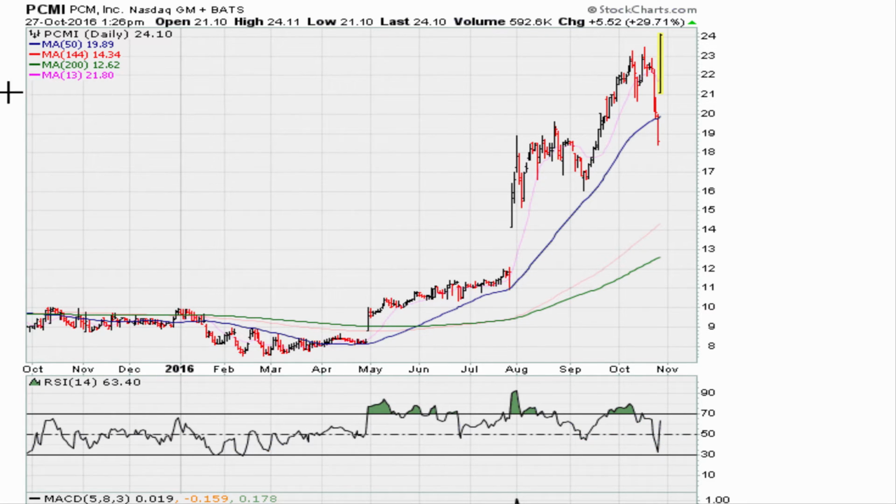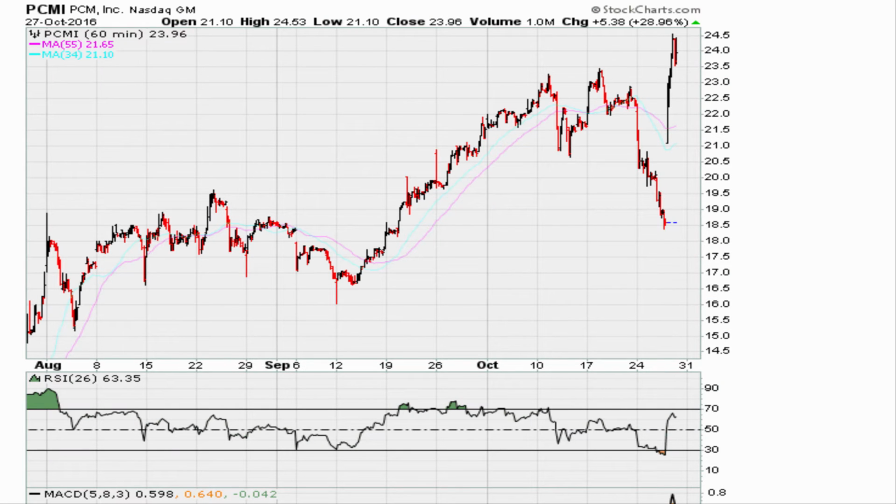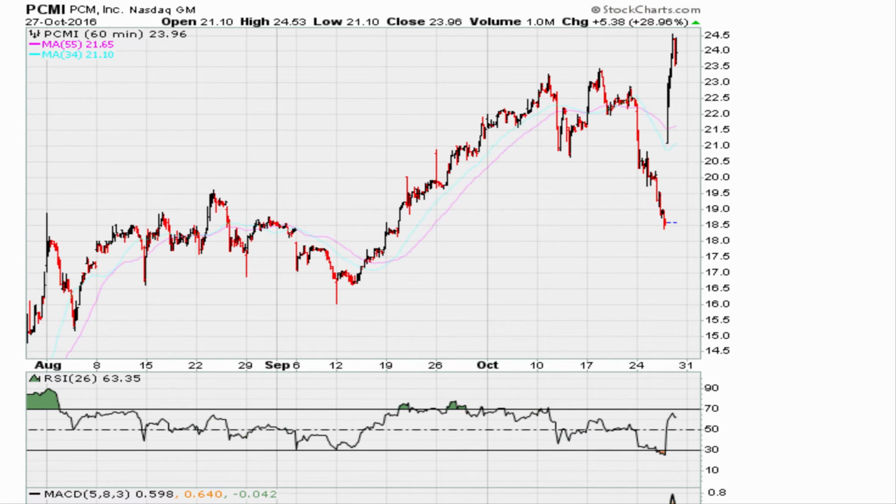Also, take a look at the hourly chart. And the hourly chart here, if it looks different from your chart, is because on my hourly settings, the RSI is set at 26 so that I can remove as much noise as possible. Now, again, we see the same type of analysis. We have this break. This break brought the stock lower here.